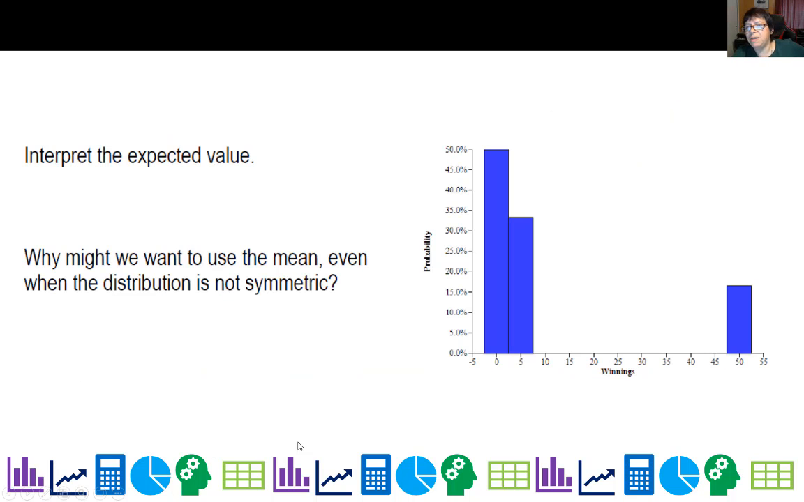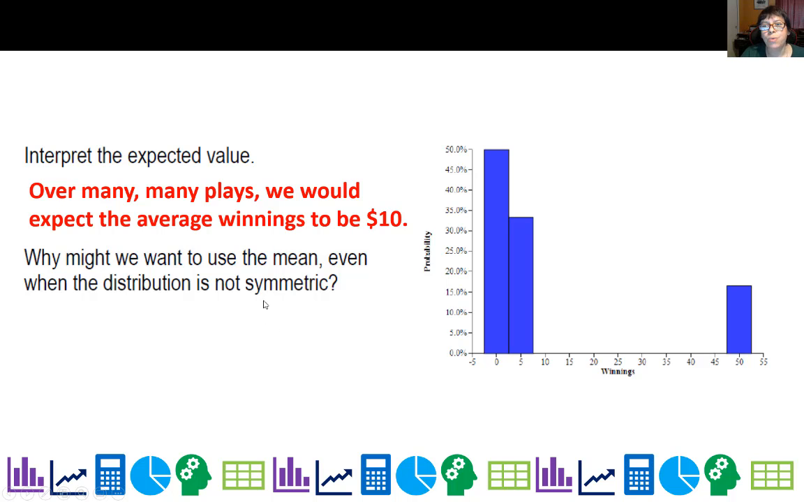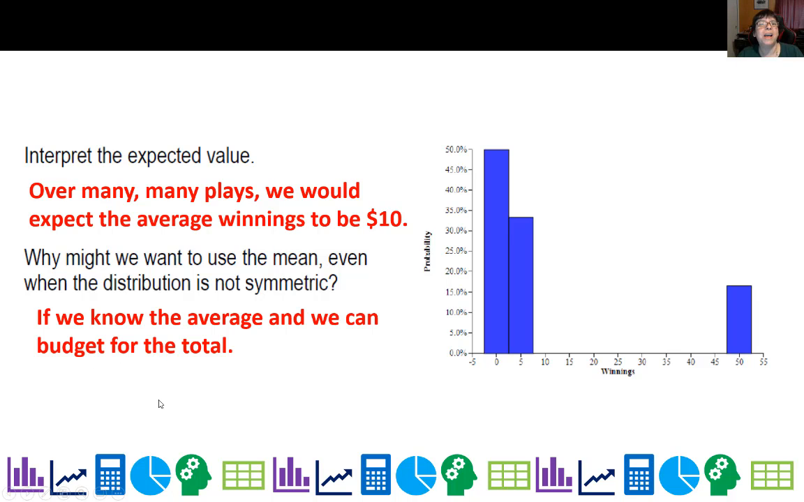So let's interpret the expected value. Over many, many plays, we would expect the average winnings to be $10. So we would expect the average to be here. Notice nobody wins $10, because they either win 5, 0, or 50. But on average, we expect them to win 10. Now you could say, well, Silverman, that's not a very symmetric graph. Why are we using the average instead of the median? Well, first of all, the median is $0. But let's say I was doing the game and I was trying to figure out how much to charge for a ticket or budget how much money people are going to win. If I use the median in this case, I'm going to assume it's $0. But the mean helps me figure out over many, many plays, we can budget for a total.